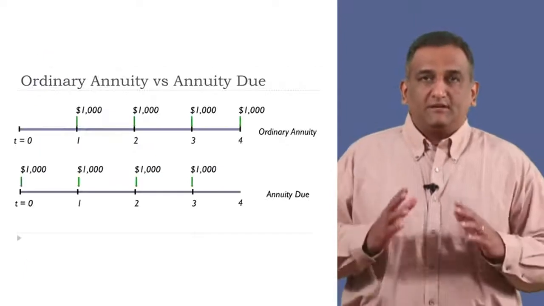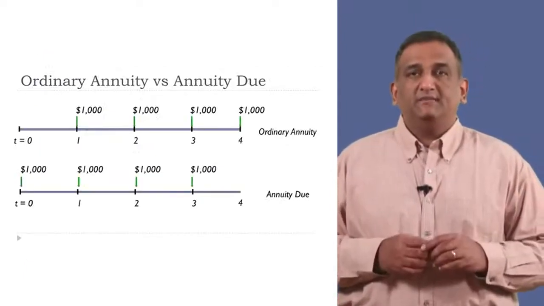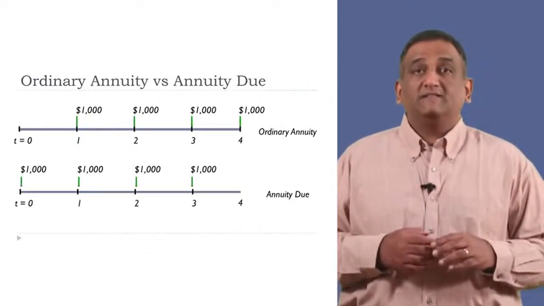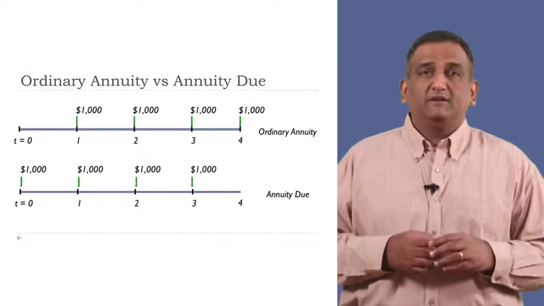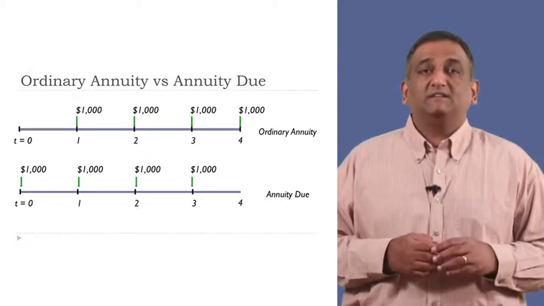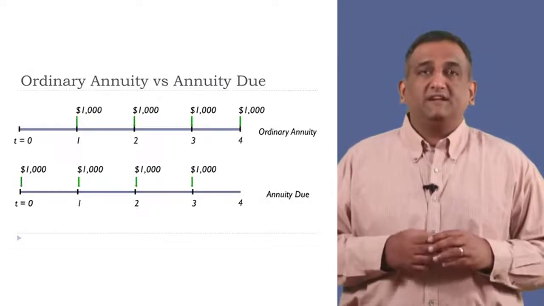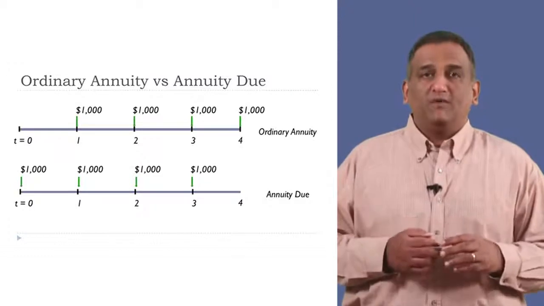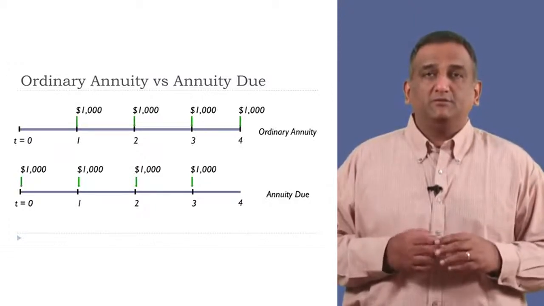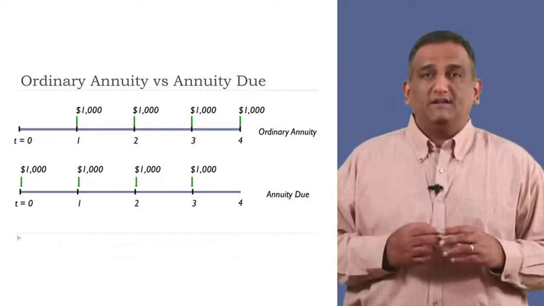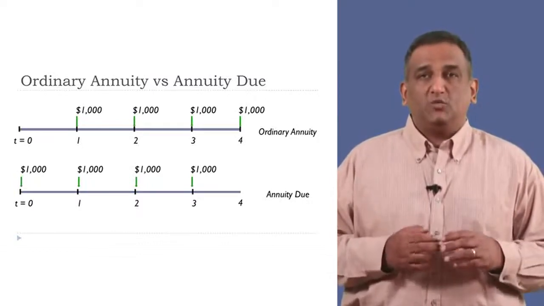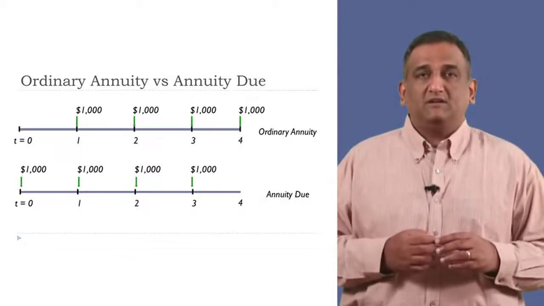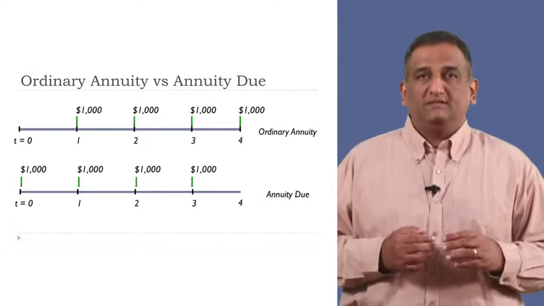annuity. There are two types of annuities: ordinary annuity and annuity due. An ordinary annuity is one where the cash flows occur at the end of each time period. An annuity due is one where the cash flows occur at the start of each time period. The figure that you see compares a 4-year $1,000 a year ordinary annuity to a 4-year $1,000 a year annuity due. As you can see, in the ordinary annuity, the payments occur at years 1, 2, 3, and 4. Whereas in the annuity due, the payments occur at years 0, 1, 2, and 3.